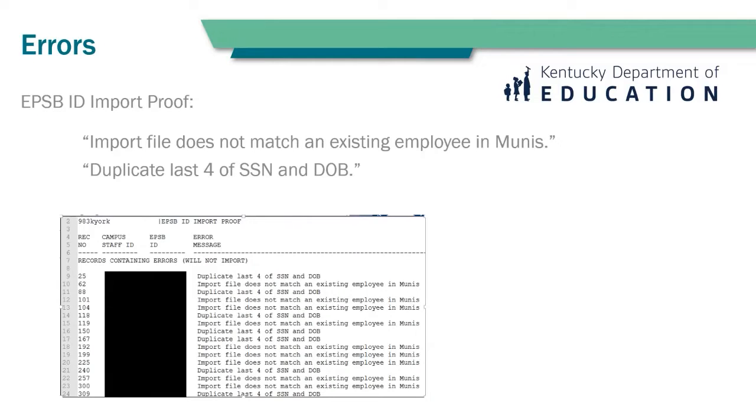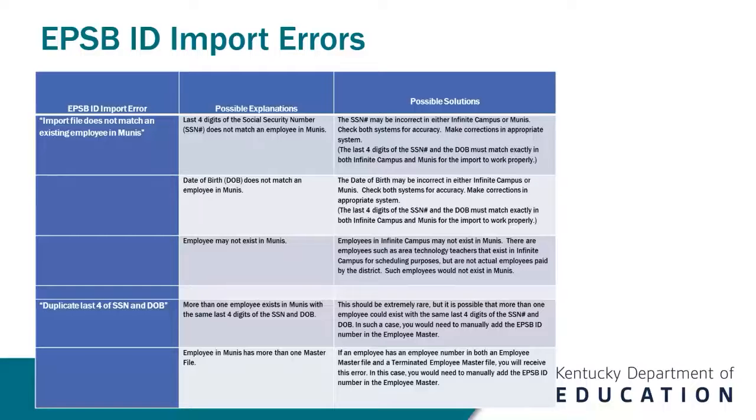So errors that you might see are one of two at this point in the process. The import file does not match an existing employee in Munis, or that the duplicate last four of Social Security number and date of birth, they don't match. So here are the two errors that you'll see. Import file does not match an existing employee in Munis.